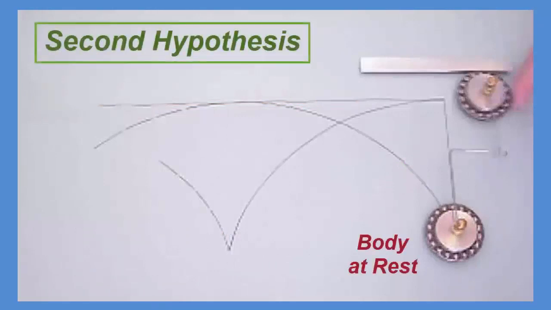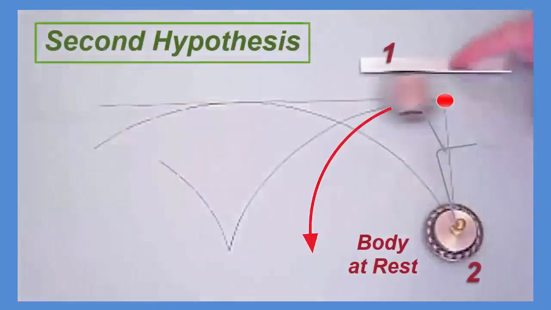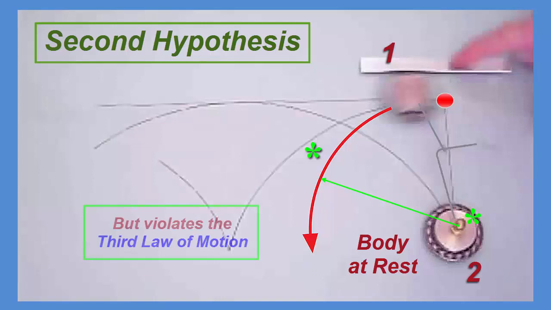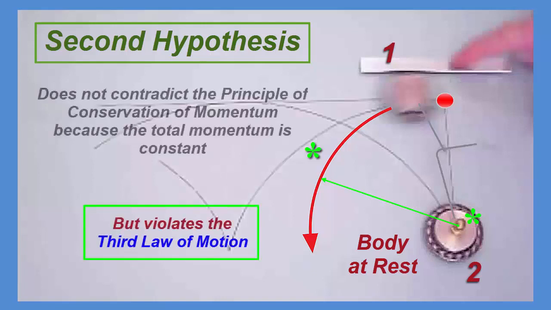The second hypothesis is the motion of the first body in a circular path about the mass center of the second body, at rest. Since the rotation center, here the mass center of the second body, is fixed, the uniform circular motion of the first body violates the third law of motion. However, the process does not violate the principle of conservation of momentum and energy, because the angular momentum of the first body is conserved, and the momentum of the second body is zero.